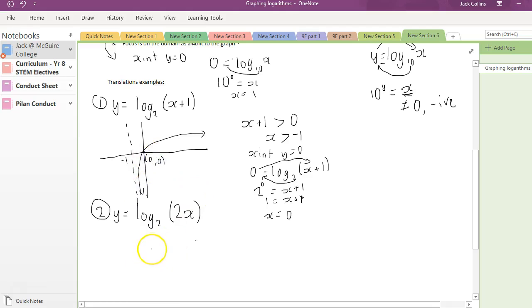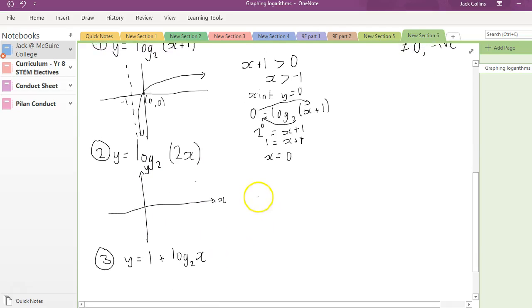Y equals log 2x. It'd be great if you guys would pause now and have a go at trying to figure out, by finding the asymptotes and the intercepts, what our graph would look like here. All right, we'll go through it now. So first off, asymptote, just like above, the subject of the log, 2x, must be greater than 0. Divide both sides by 2, x must be greater than 0. So that's our asymptote there.